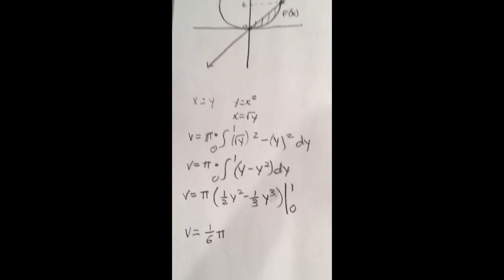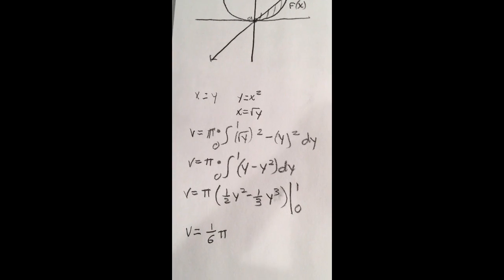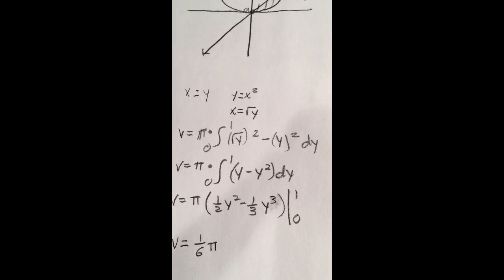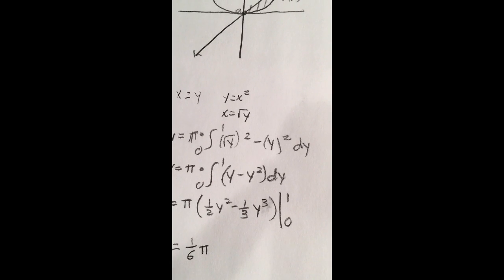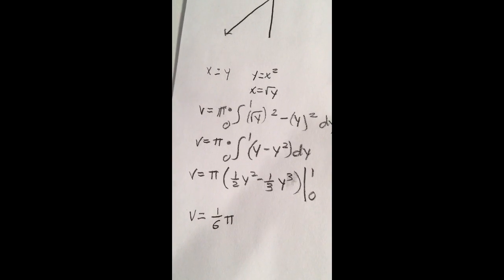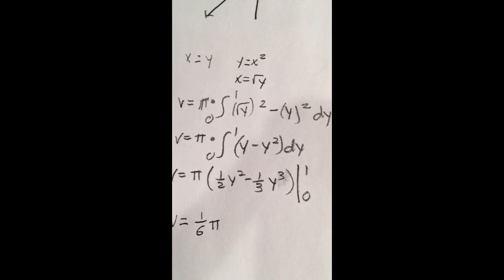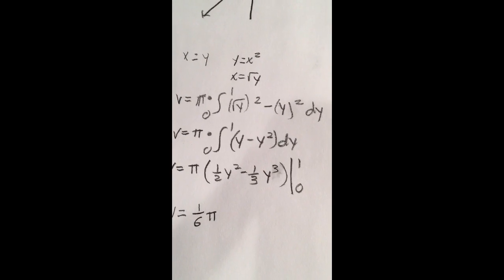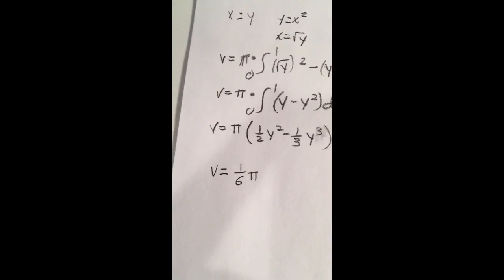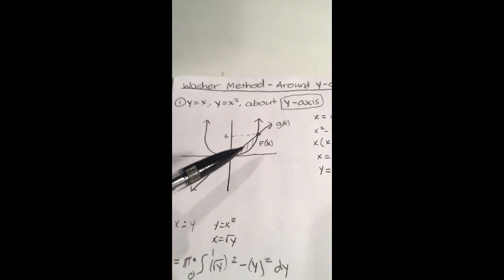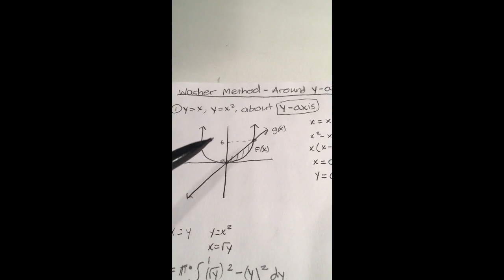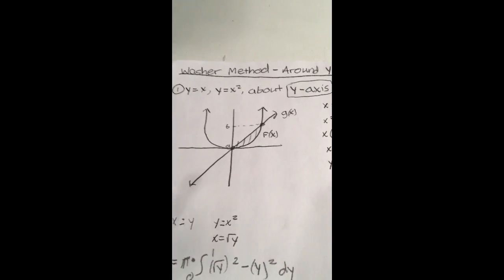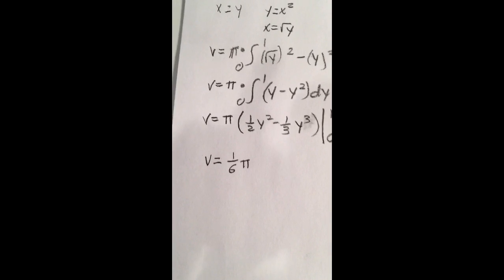So from that point, it's the same exact process. You're just dealing with y's instead of x's. First you simplify these two terms, and end up with V equals pi times the integral of y minus y squared with respect to y from 0 to 1. You integrate and get pi times the quantity of 1/2 y squared minus 1/3 y cubed evaluated from 0 to 1, which gives the volume equaling 1/6 pi. That means when you rotate this area around the y-axis, the volume of the solid that's generated is 1/6 pi.